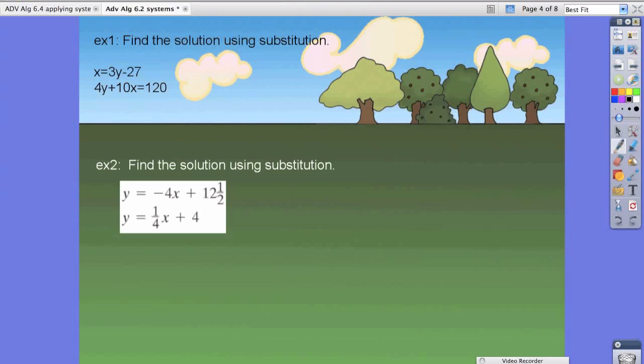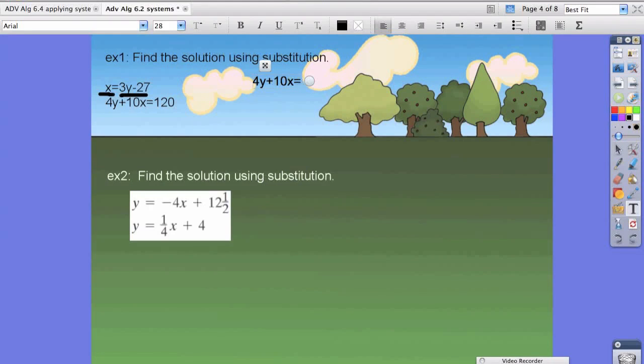Now, to start, we always want to find an equation that says x equals or y equals, if it's possible. In this instance, we see it says x equals right there. So, what we do know is that x is equal to 3y minus 27. That means x is interchangeable with 3y minus 27. So once we have that, we're going to take the second equation and replace x with what x is equal to. So now, anytime I see x, I'm going to substitute the value 3y minus 27.